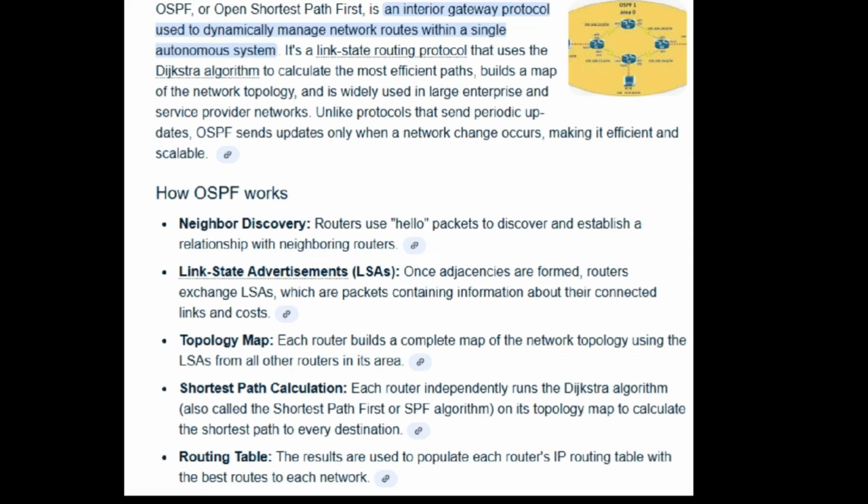Shortest path calculation. Each router independently runs the Dijkstra algorithm, also called the shortest path first or SPF algorithm, on its topology map to calculate the shortest path to every destination. Routing table. The results are used to populate each router's IP routing table with the best routes.